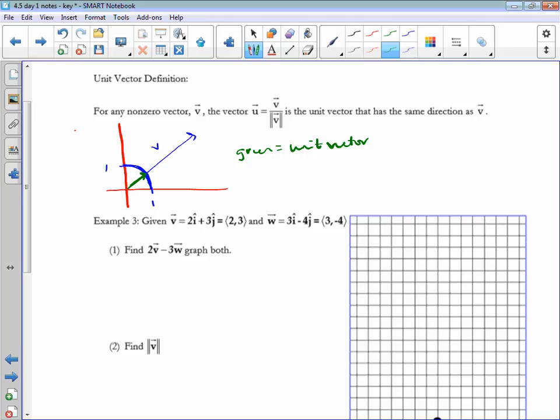So you're just taking a small section of it. The way you find it, what the formula is telling us up there, it's just the original vector divided by the magnitude.